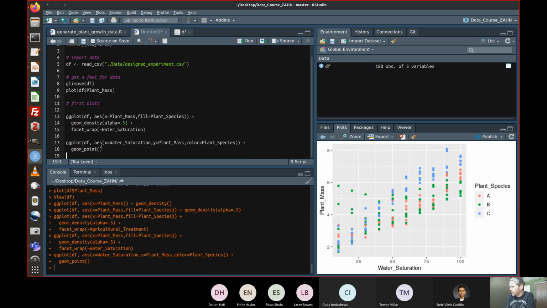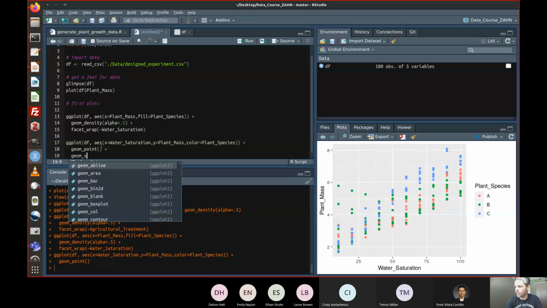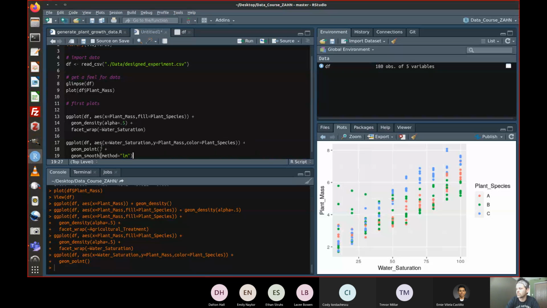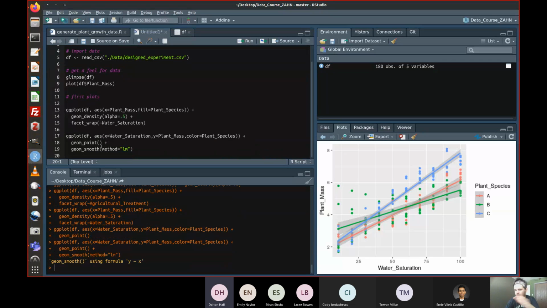Coming around to something here, maybe. Let's add a geom smooth and force it to be a linear straight line. So method equals LM for linear model. I have a question. Yes. How would you? Oh, never mind. It automatically did it. Okay.